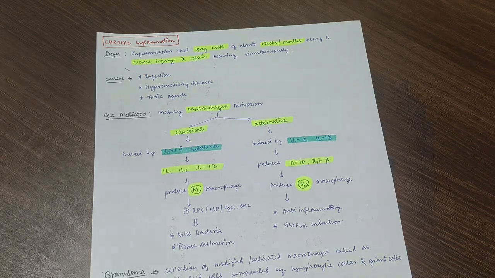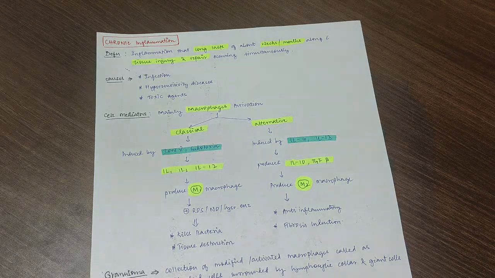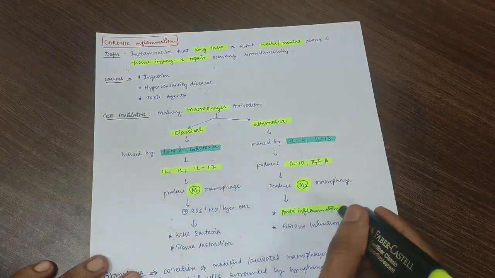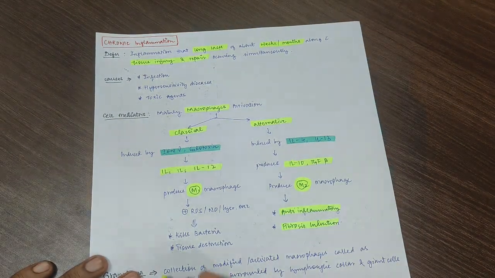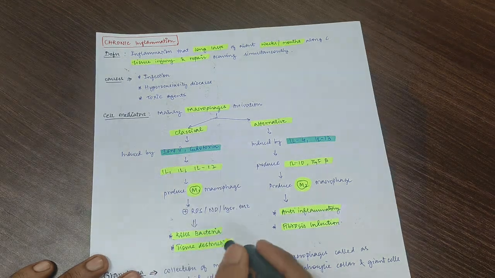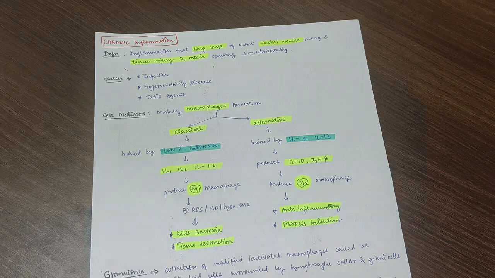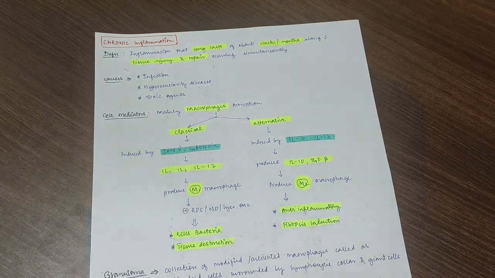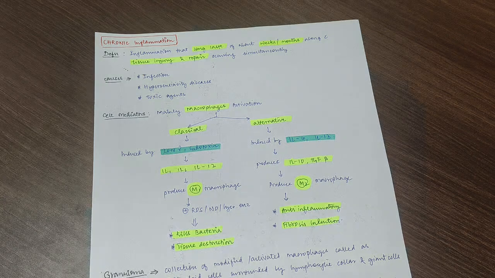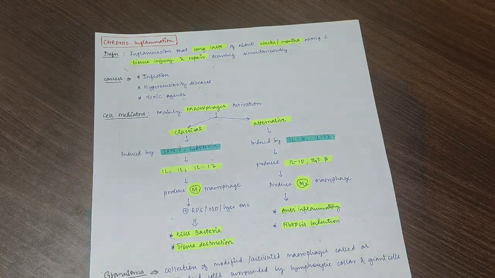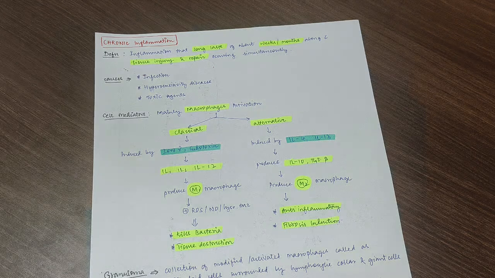Now M1 is done, M2. What do M2 macrophages do? M2 macrophages are anti-inflammatory and they induce fibrosis. Whereas M1 kills bacteria and destroys tissue. Remember, M1 kills the bacteria, and tissue is also destroyed. Whereas M2 is anti-inflammatory. It is done, we have already done so much damage. Now it's time to patch up. That is done by M2 macrophages. It is anti-inflammatory and fibrosis is formed.